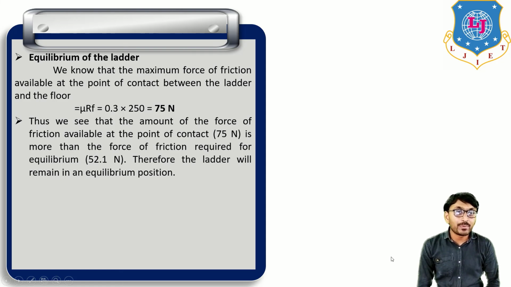So, this is an example of ladder friction. One ladder is placed against the vertical wall, the length of the ladder is given, and the distance of the vertical wall from one end of the ladder on the floor is also given. So we have to find RF and check the condition of equilibrium of the ladder. So this is about today's lecture.